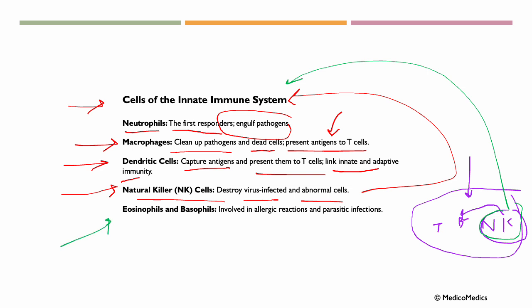Furthermore, from the myeloid lineage, we have eosinophils and basophils, and these are mainly involved in allergic reactions and parasitic infections.